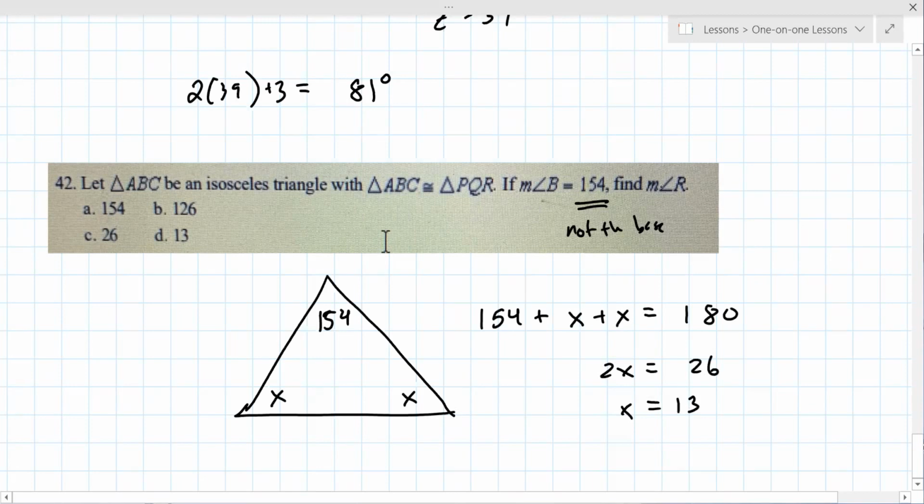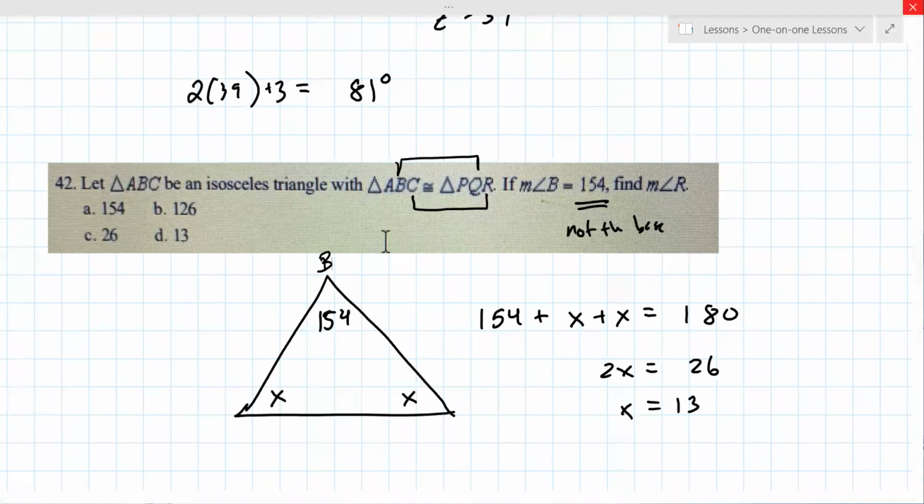That is the measure of angle R, I guess, because the measure of angle R is congruent to angle C, and B is the one that's given. B would be equal to Q. So I guess I can see why this is confusing. That's B. Is that clear or not?